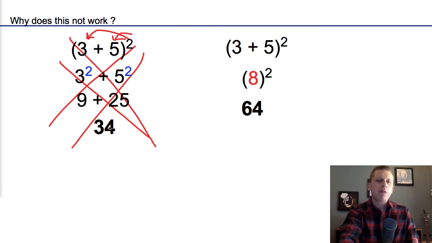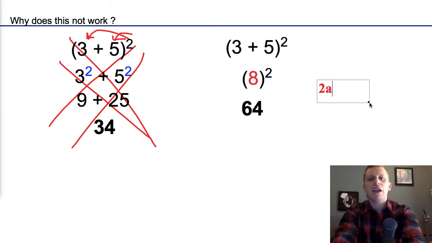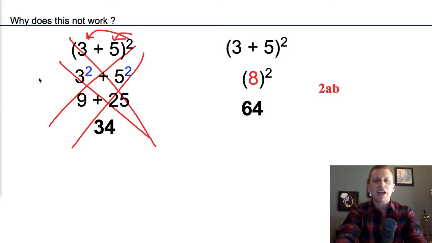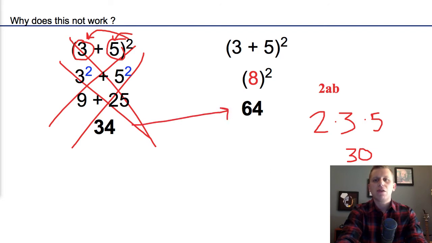So what ends up happening when you do it this way is you're missing out on a term that I like to call the 2ab term. Essentially, what you're missing out on is 2 times whatever the a term and whatever the b term is. Here the a term is 3 and the b term is 5. So what you're missing out on is 2 times the a term of 3 times the b term of 5. 2 times 3 would be 6. 6 times 5 would be 30. And you can see that's what they're separated by. They're off by 30 because you forgot this 2ab term.